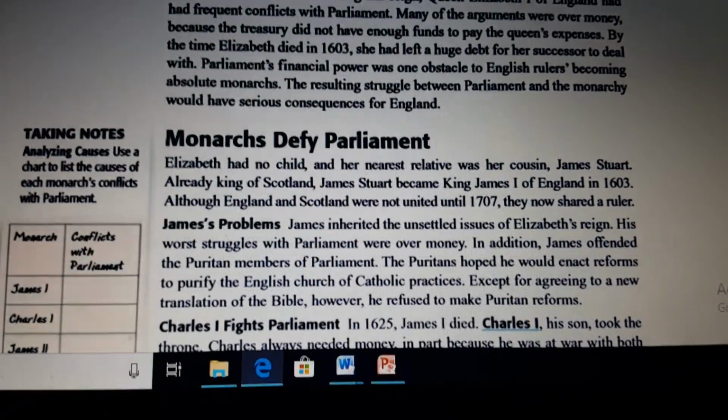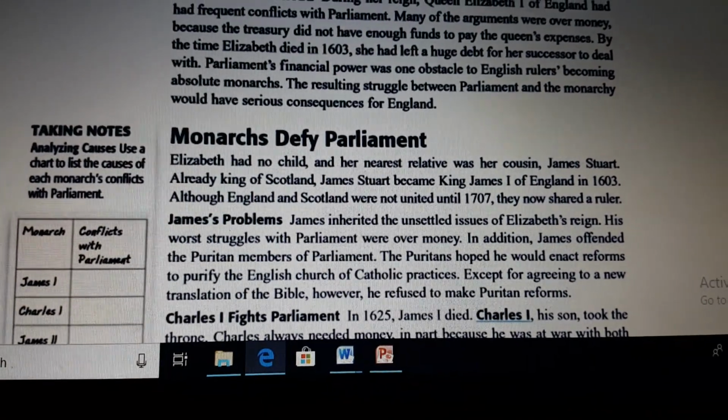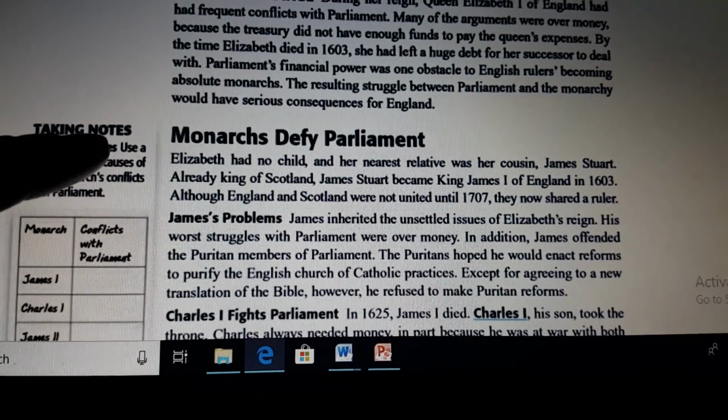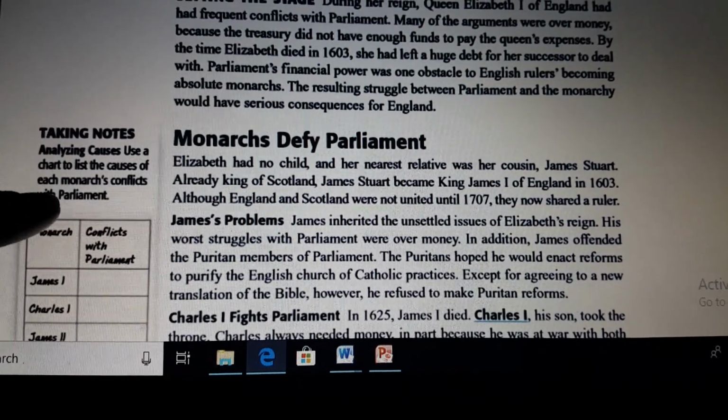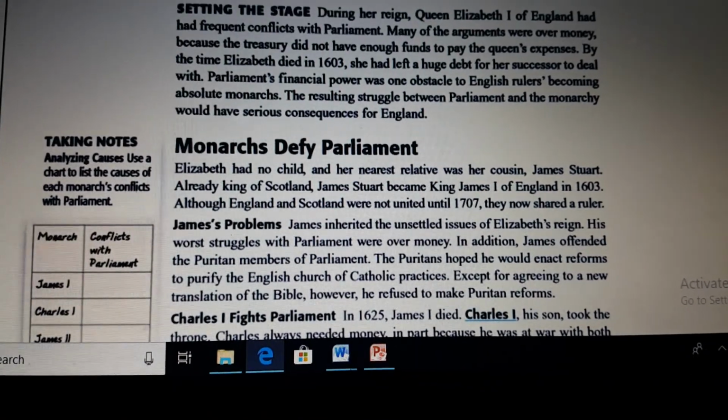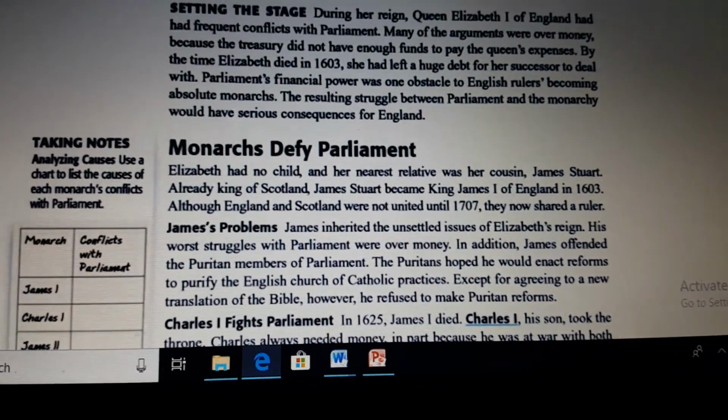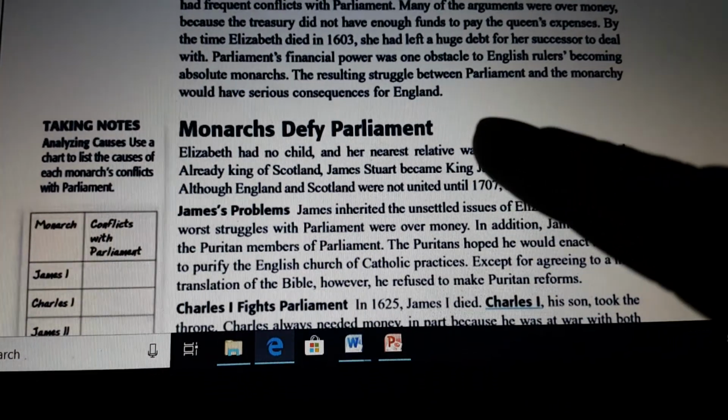Taking notes. Analyze causes. Use a chart to list the causes of each monarch's conflicts with Parliament. Monarchs defy Parliament.